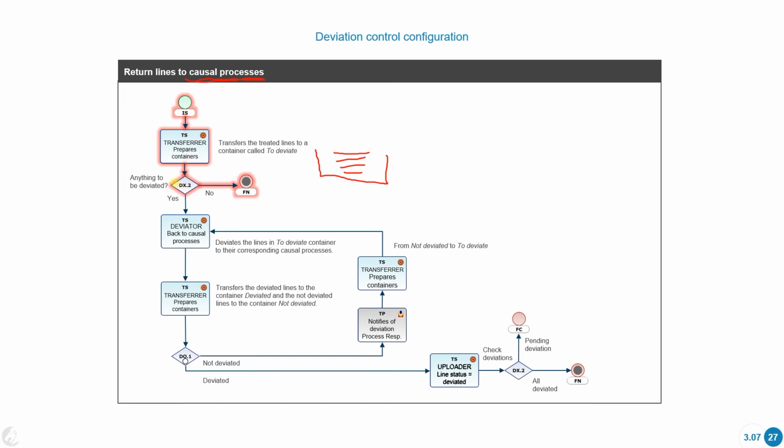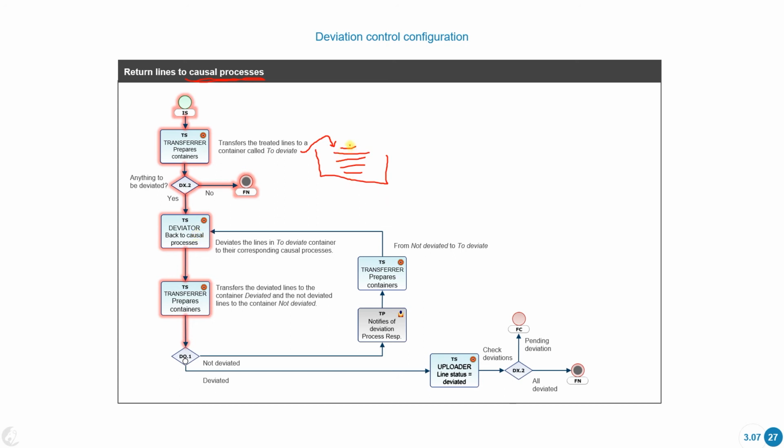So is there any content? This gateway is going to ask, is there any content in the container to deviate? Okay, this is the container to deviate. So is there any content? If it's yes, then the flow has to go down. If it's no, then the flow is just going to go to this FN and this subprocess is going to end. So let's say there is. So I do have content. So this deviator system task is going to try to deviate the lines back.